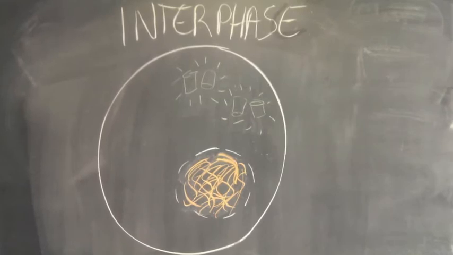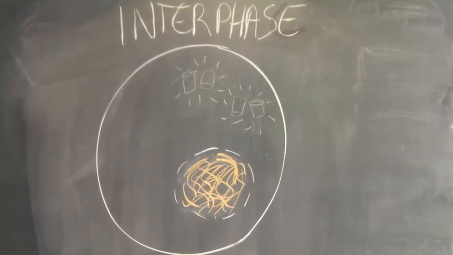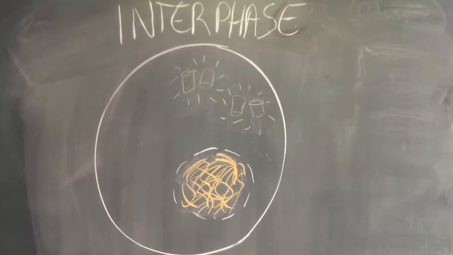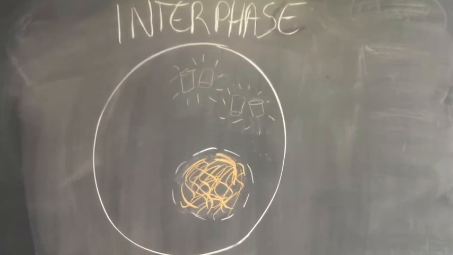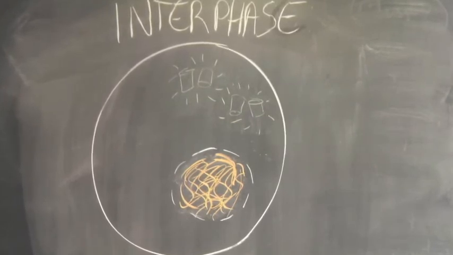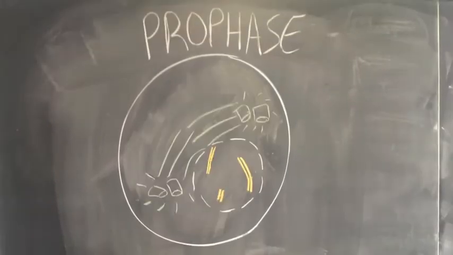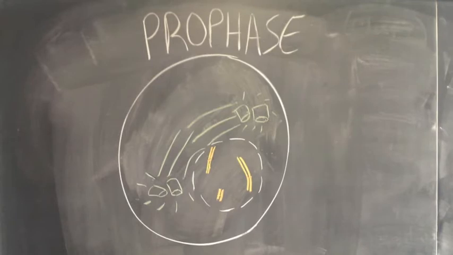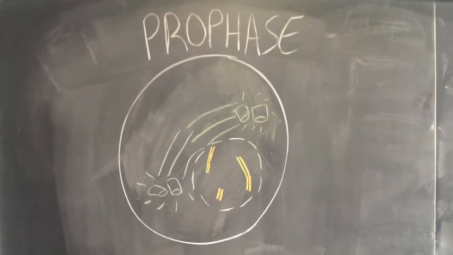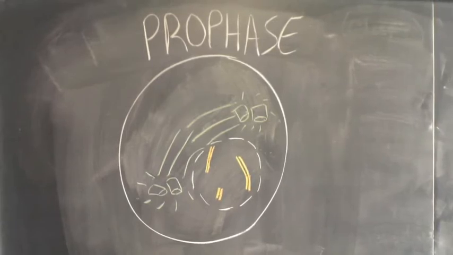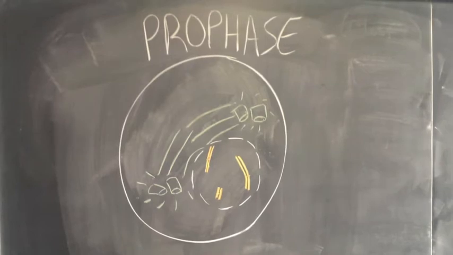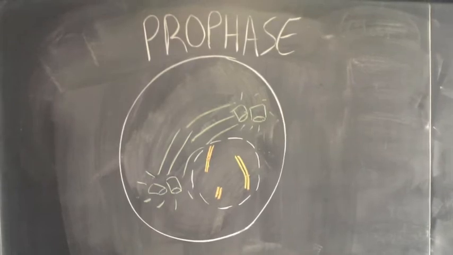In interphase, DNA is jumbled in the nucleus in the form of chromatin. The nucleus is membrane-bound by the nuclear envelope, and there are centrosomes with two centriole pairs. The cell enters prophase when the chromatin condenses into chromosomes. The centrioles migrate to opposite poles and the spindle fibers form, and chromosomes move towards the center of the cell.